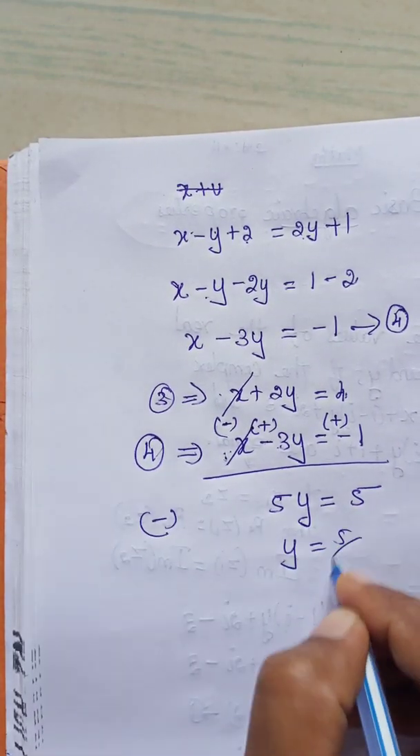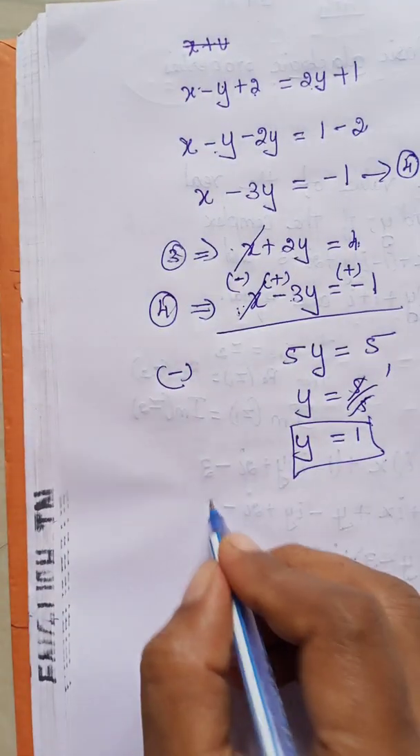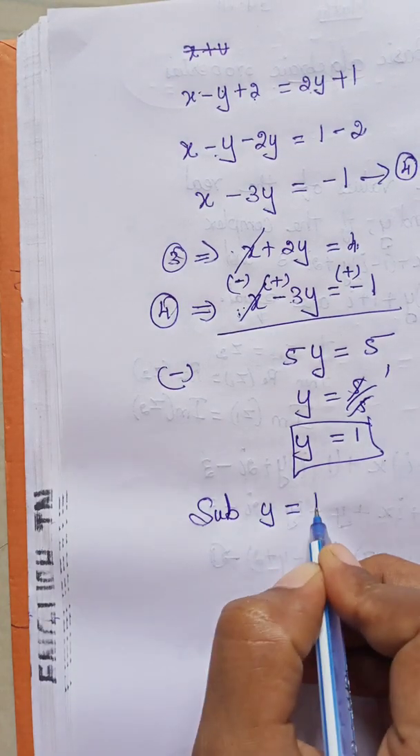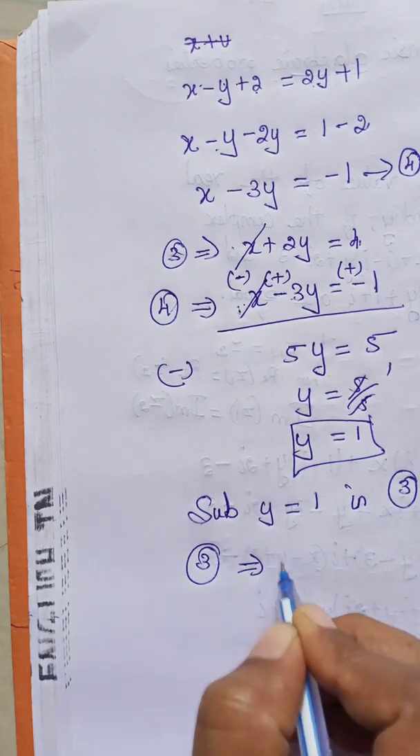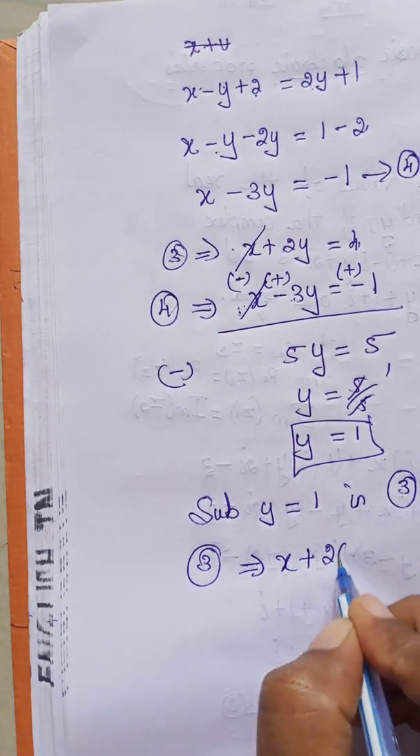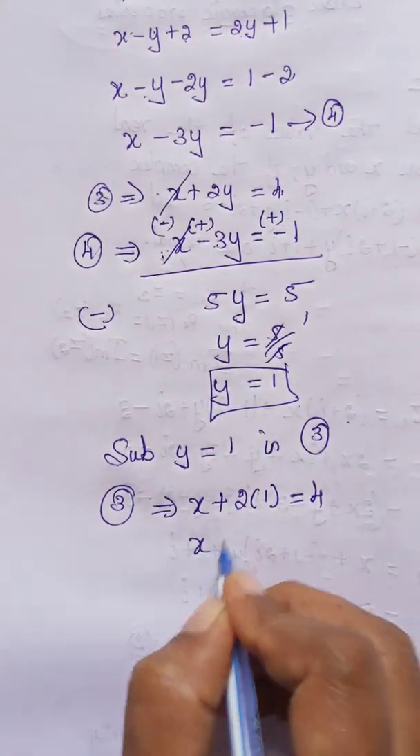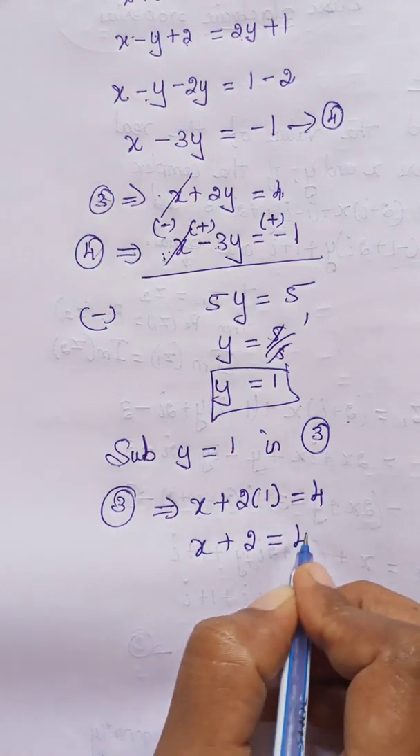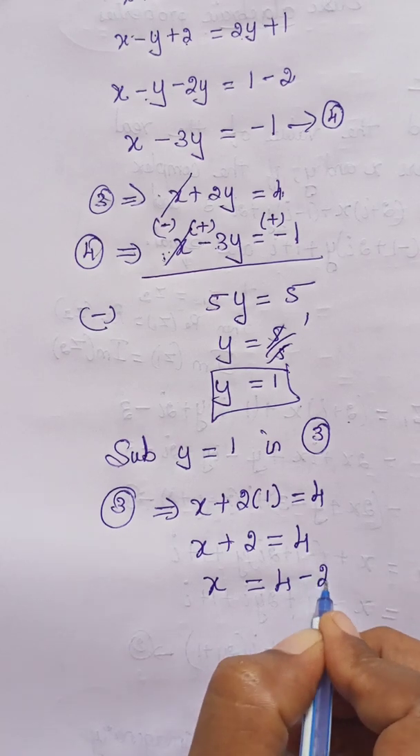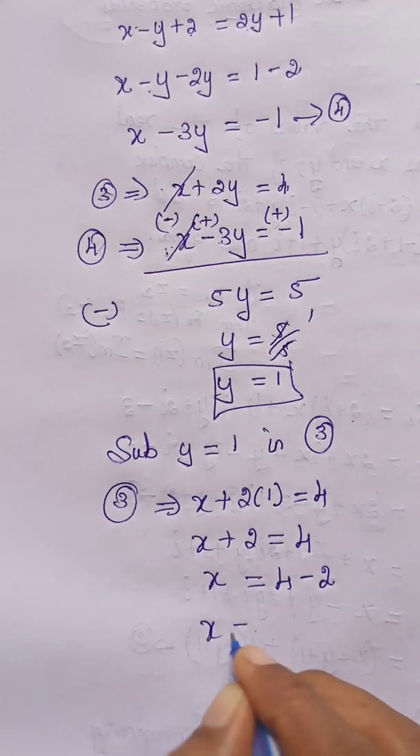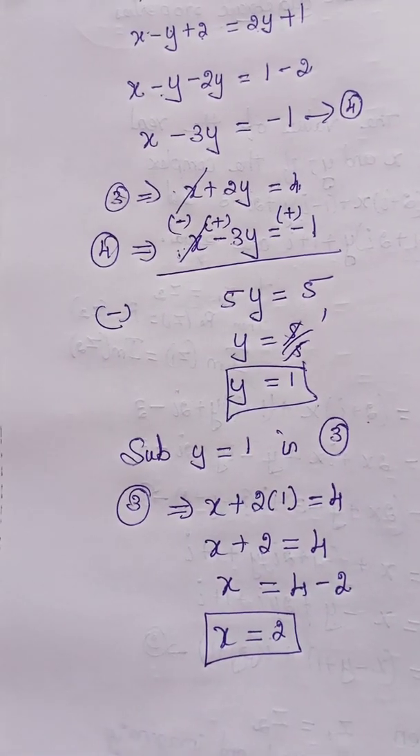Now y is equal to 5 by 5. So we have got y is equal to 1. Now substitute y is equal to 1 in equation number 3. Equation 3 says that x + 2y, the value of y is 1, is equal to 4. So x + 2 is equal to 4. So we get x is equal to 4, and the 2 when it comes to the other side becomes minus 2. So we are getting x equal to 4 − 2, which is 2. This is ordinary calculation, isn't it?